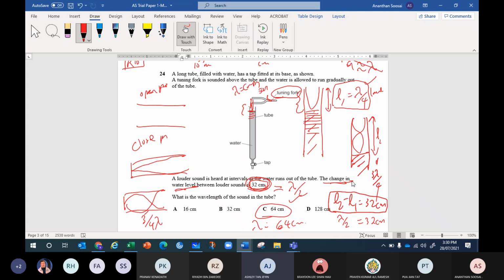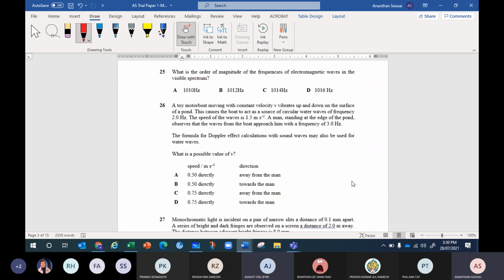25, 26. Okay, 25. What is the order of magnitude of the frequency of electromagnetic wave in the visible spectrum? This is a fact you have to remember. What is the wavelength of the visible range? Red to violet. Red is 400 nanometer, violet is 700 nanometer. Oh, the other way around.